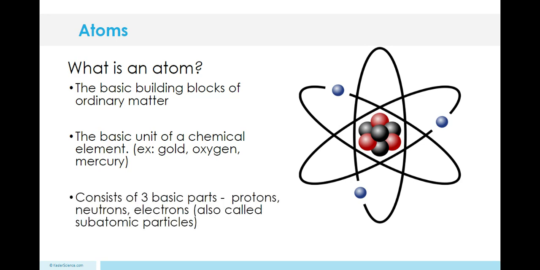All atoms have three main or basic parts: protons, neutrons, and electrons. And these are also called our subatomic particles.